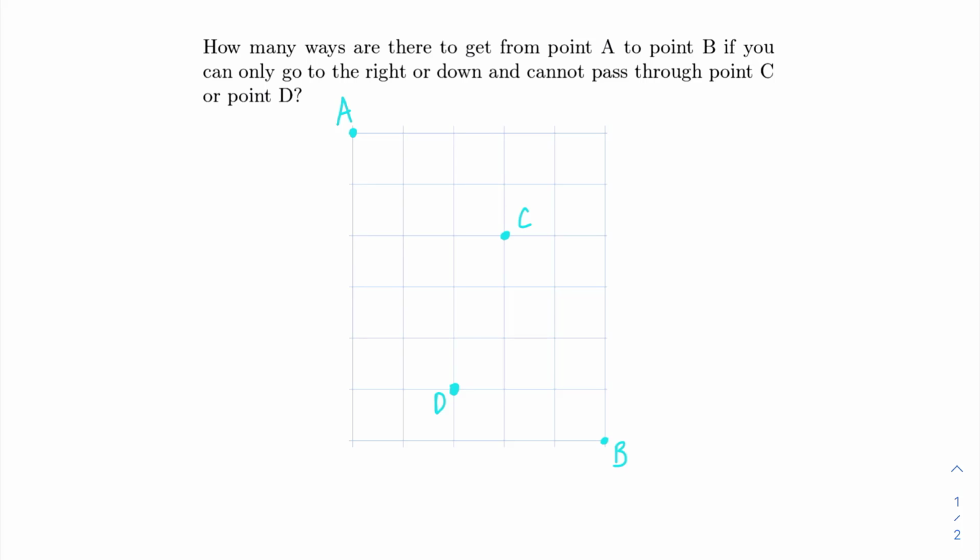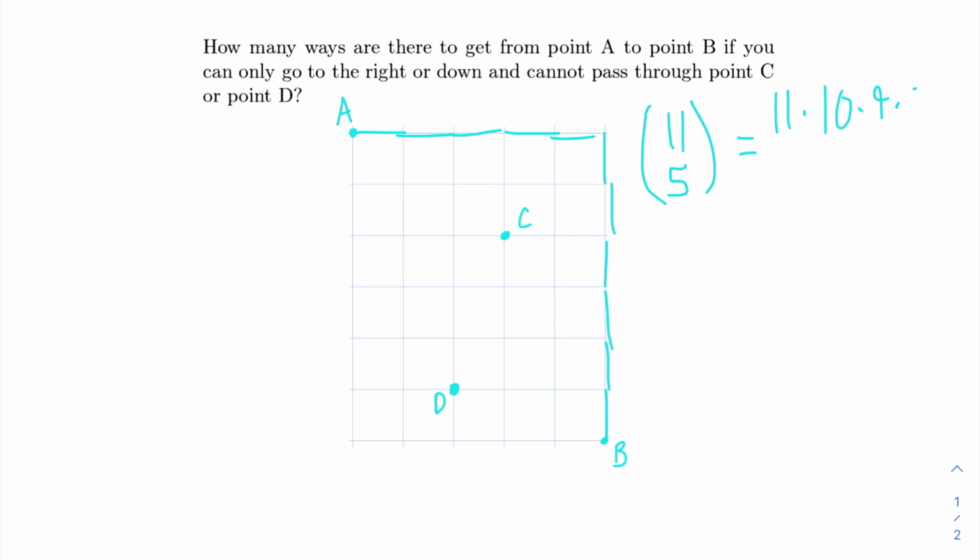Well, we would have just said that we have to take a total of 5 steps to the right and 1, 2, 3, 4, 5, 6 steps down. So we have to take a total of 11 steps, and we have to choose 5 of them to be steps to the right. We can do that in 11 choose 5 ways. So our answer would be 11 times 10 times 9 times 8 times 7 divided by 5 times 4 times 3 times 2. And we figured out what this is.